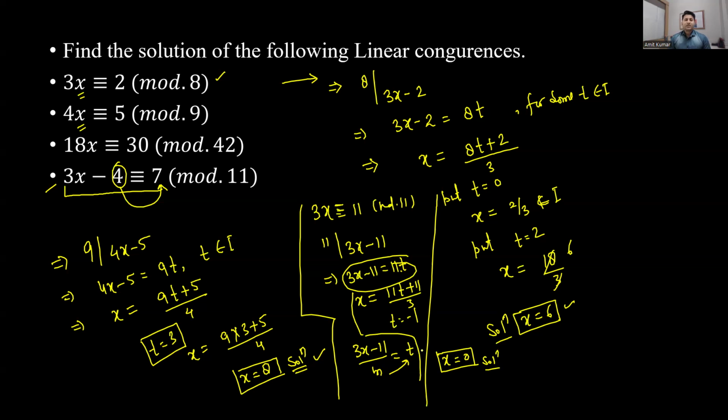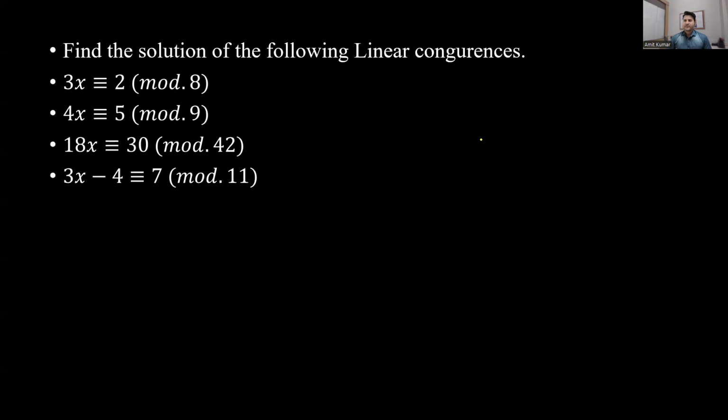Okay, so this is how we can find the solution of linear congruences. Part number 3 is also left. Let us discuss that too. So let us talk about this example: 18x congruent to 30 mod 42.